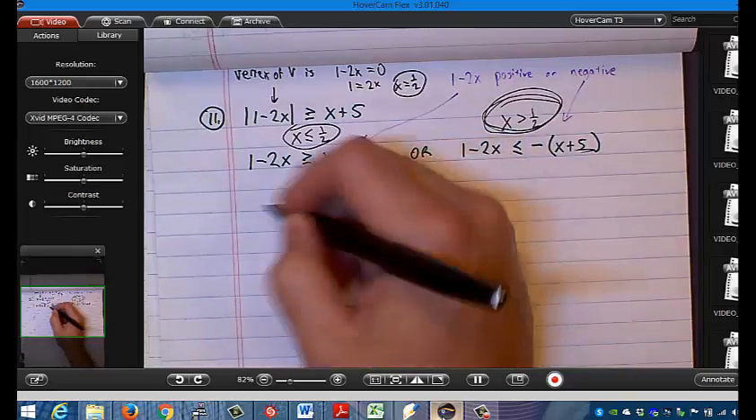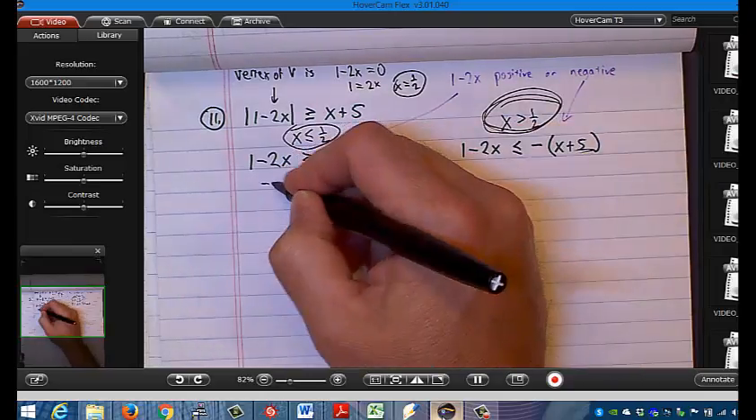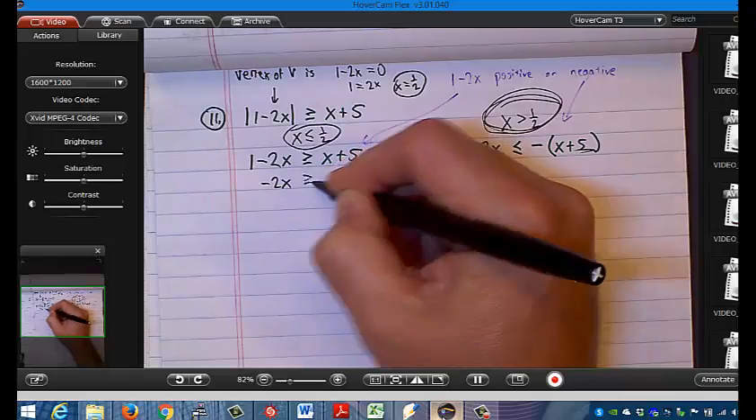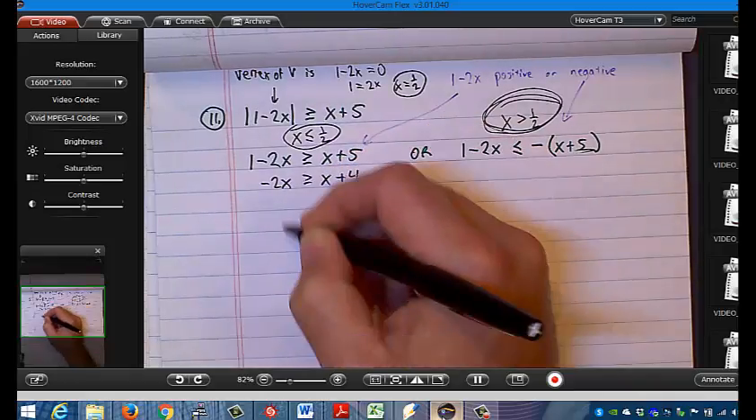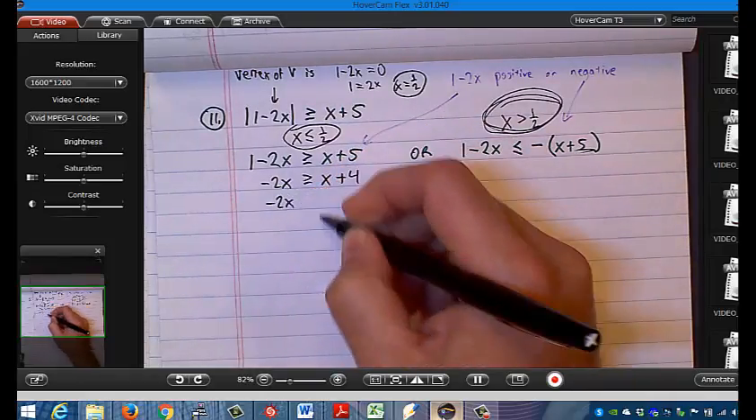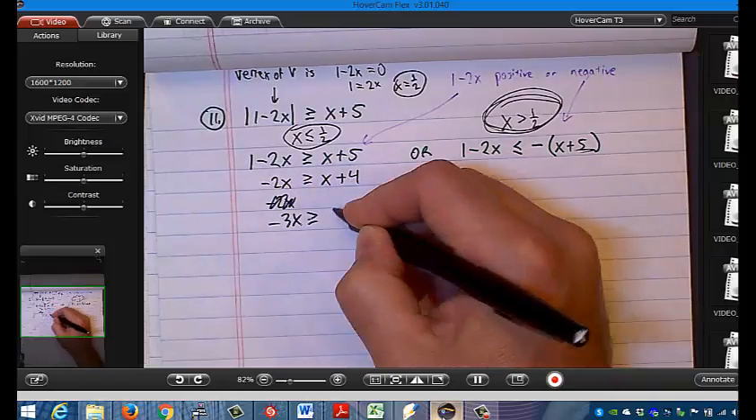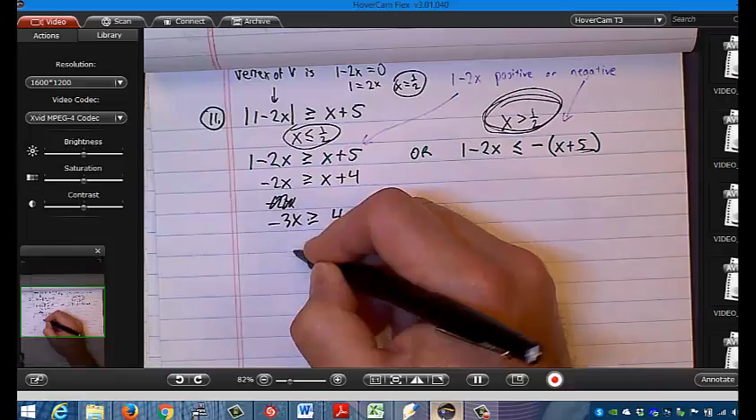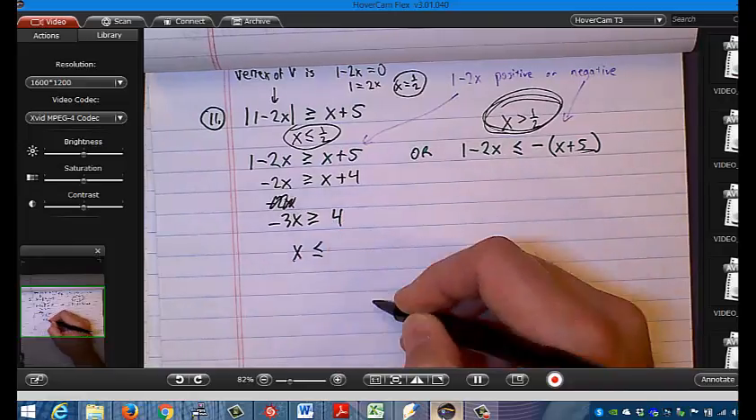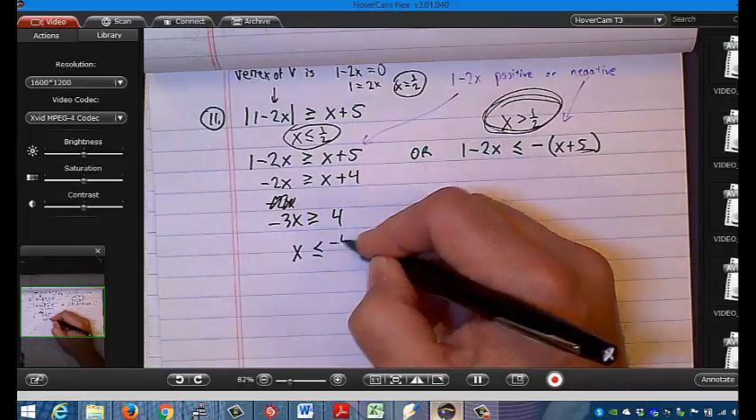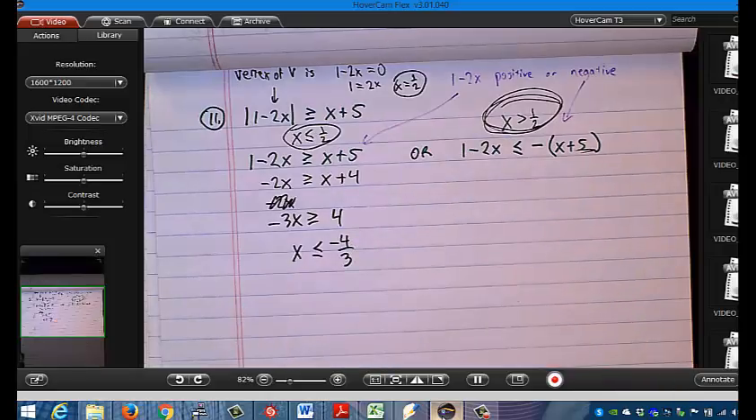If I work through here, let's see, negative 2x is bigger than or equal to x plus 4. So negative 2x, well, I'll subtract x. Negative 3x is bigger than or equal to 4. So I get x is less than or equal to negative 4/3, right?